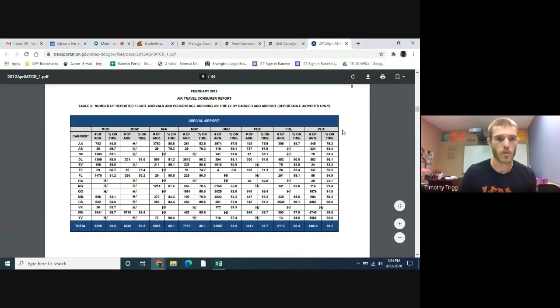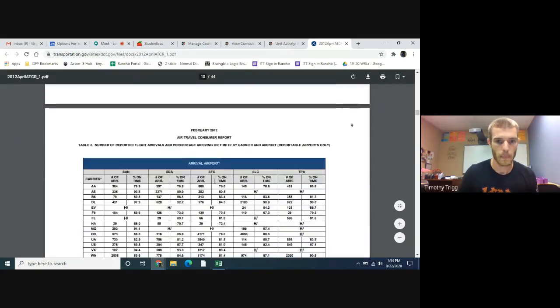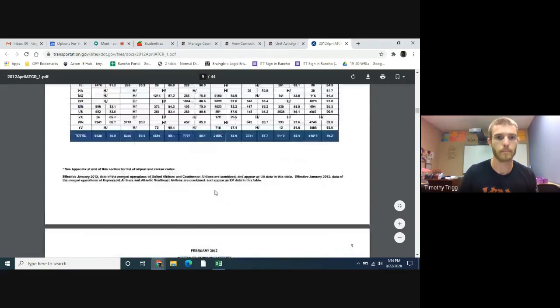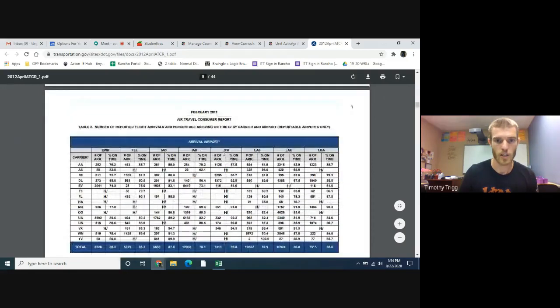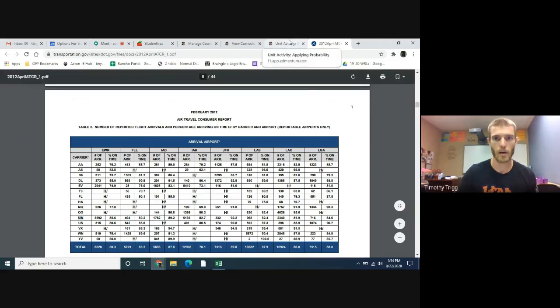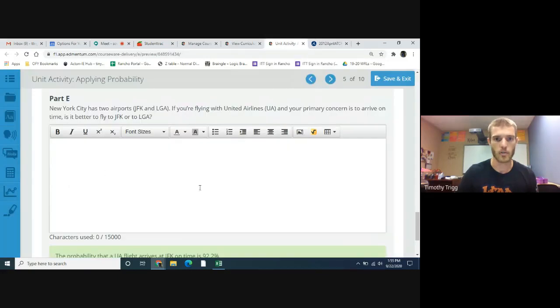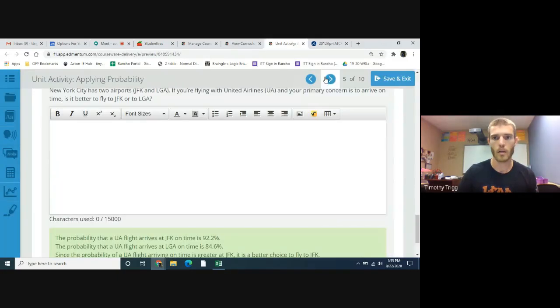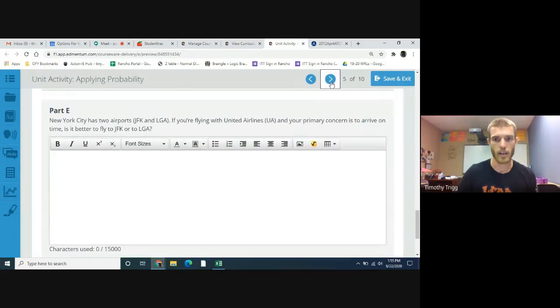So I want you to look at the table. Let's see if we can find them here. JFK is here. LGA is here. And we would be looking at UA Airlines. So you go ahead and look at the numbers in the chart and figure out which airport I should fly to if I'm trying to arrive on time. What gives me the best chance of arriving on time? I want you to figure that out and type the answer and the explanation here. Once you're done with that, let's go on to the next page.